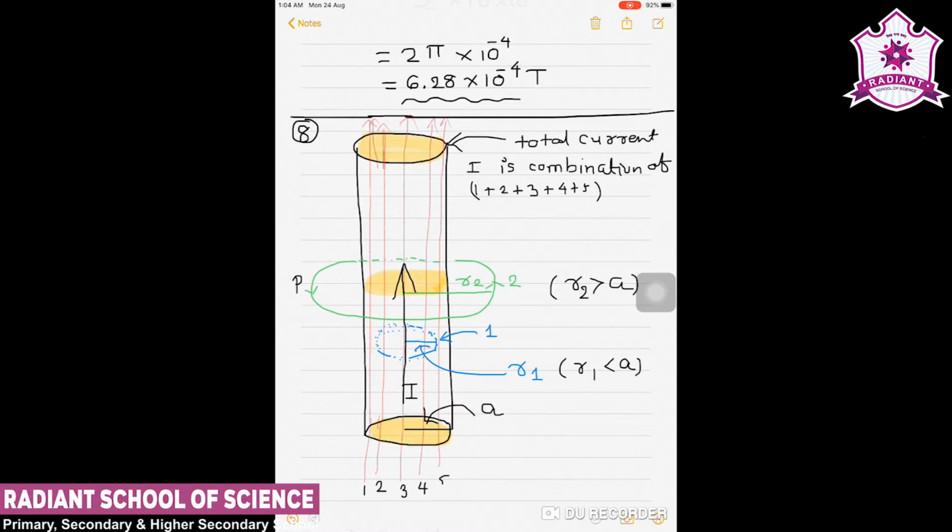It is given that figure 4.15 shows a long straight wire of a circular cross section of radius A carrying steady current I. The current I is uniformly distributed across this cross section. So calculate the magnetic field in the region where R is less than A and R is greater than A, where R is the region taken inside and outside the wire.